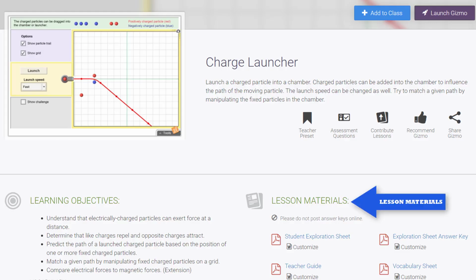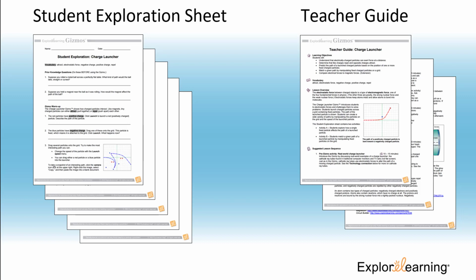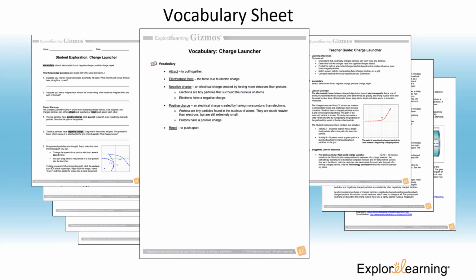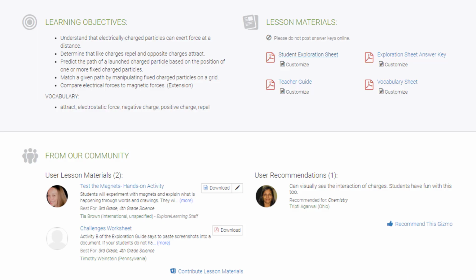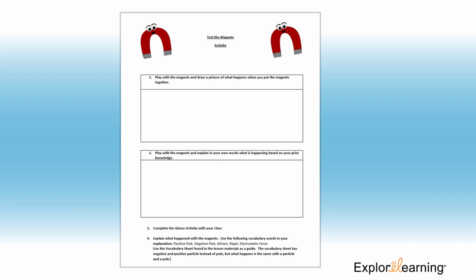Every gizmo has a set of lesson materials to help you plan your lesson. I'm going to share a few tips with you from these materials, and maybe a couple of my own as well. Before beginning the gizmo, you can use the Test Magnets warm-up activity found in the User-Created Lesson Materials section. In this activity, students will play with magnets and determine what is happening between the two poles.